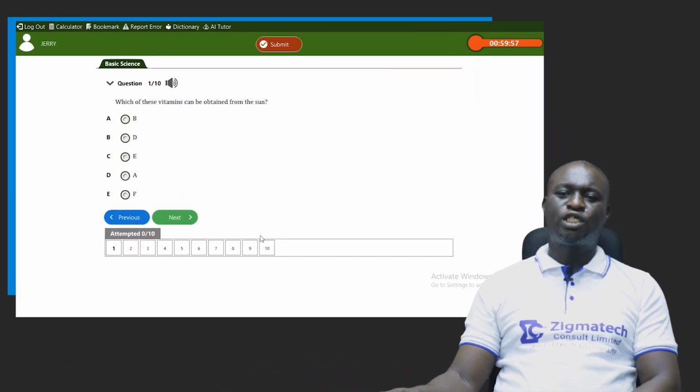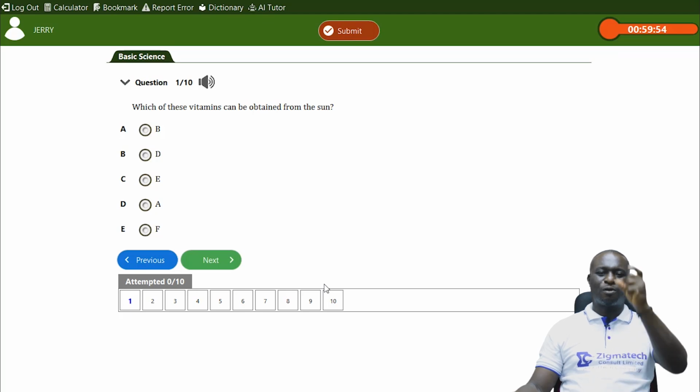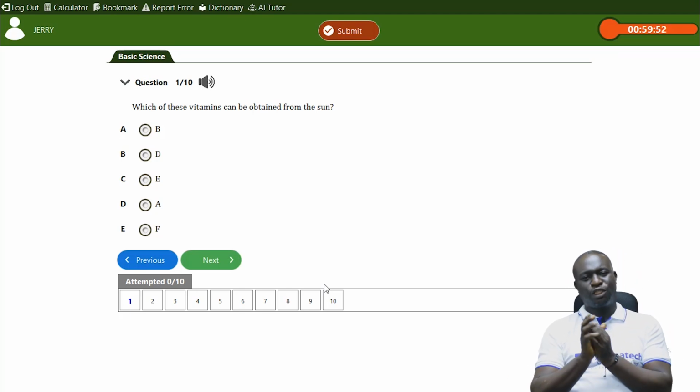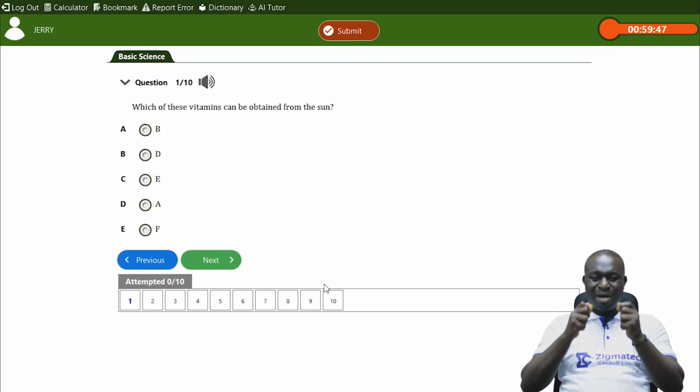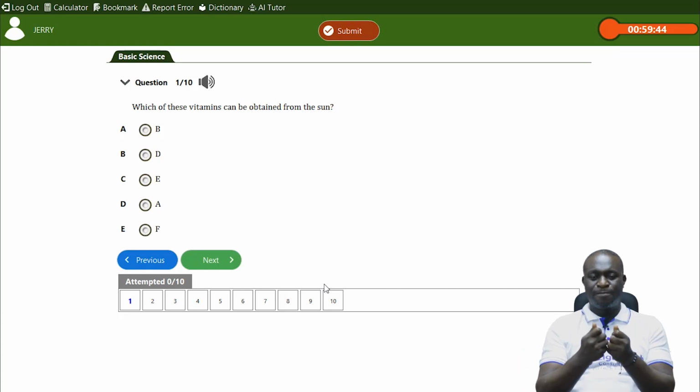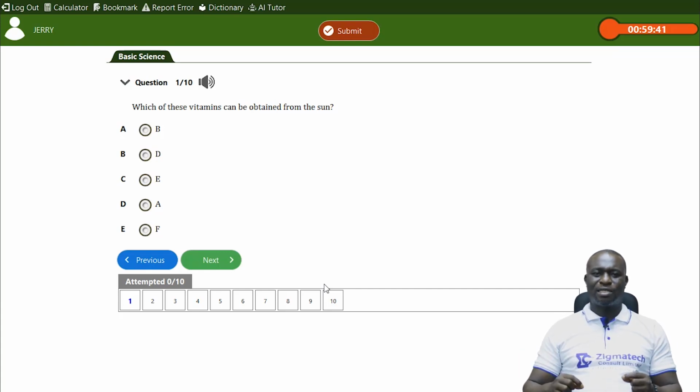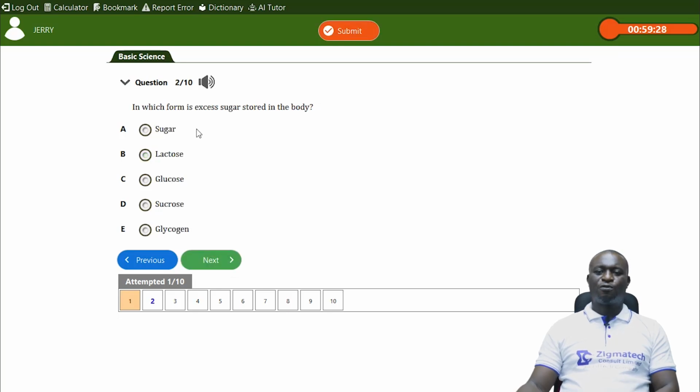Now, question one says, which of these vitamins can be obtained from the sun? I forgot to mention, vitamin D is a vitamin that can be manufactured or produced by your body through the assistance of energy from the sun. So which of these vitamins can be obtained from the sun? The correct answer is D, vitamin D. Next question, in which form is excess sugar stored in the body? Excess sugar is stored in the body in the form of glycogen.